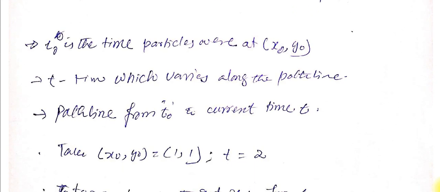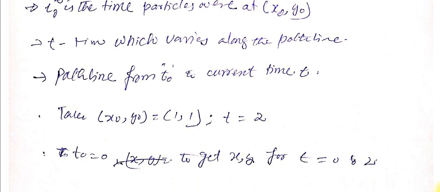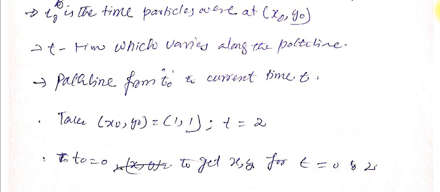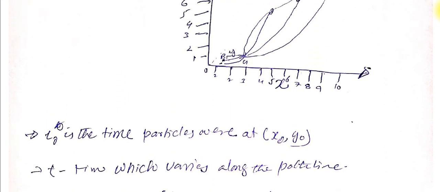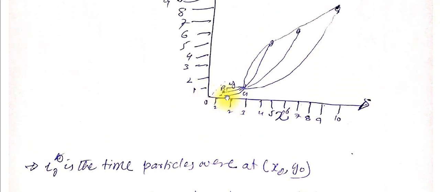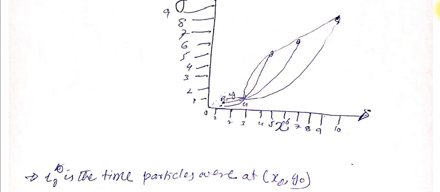Take x naught, y naught equal to 1, 1, and t is equal to 2, t naught equal to 0. To get x, y for t naught equal to 0 and t naught equal to 2, you can see these lines are x naught and y naught equal to 1, 1. So when you take this one, these are the different ones, look at this.